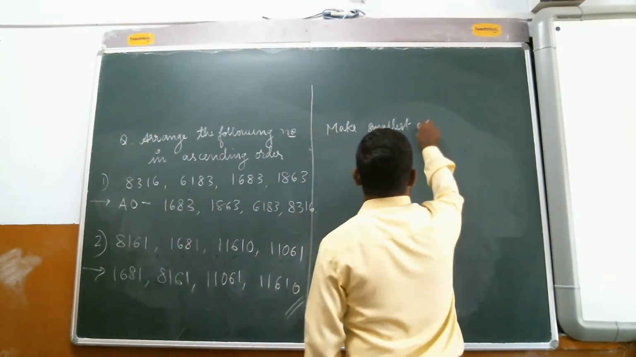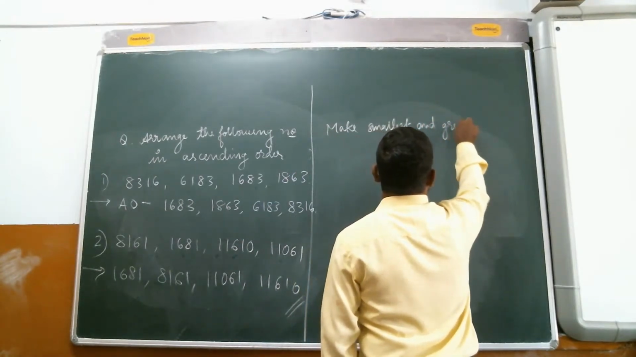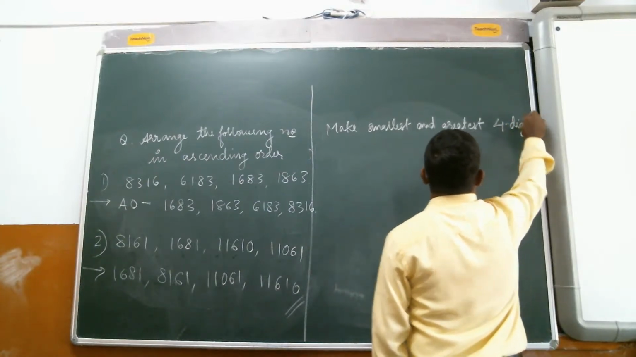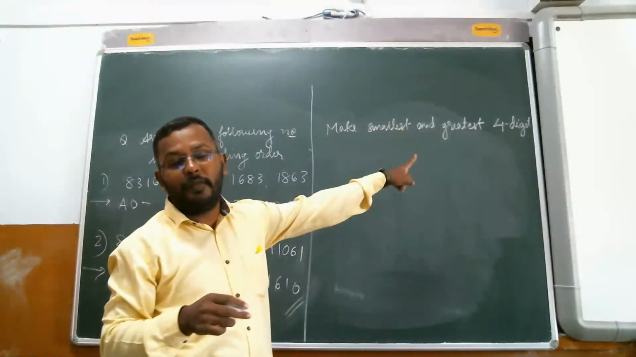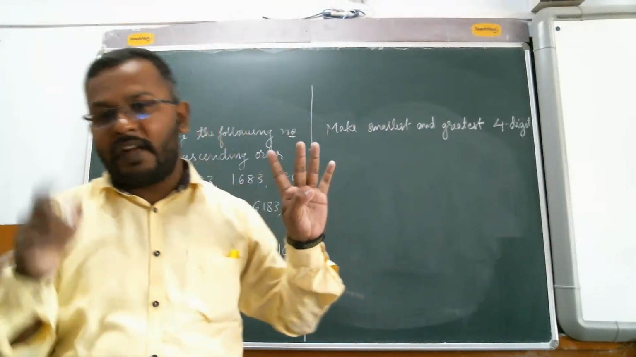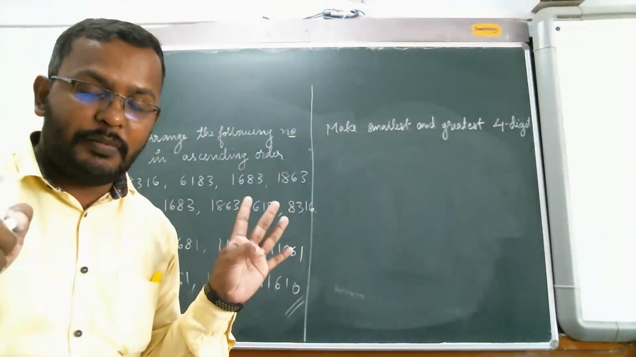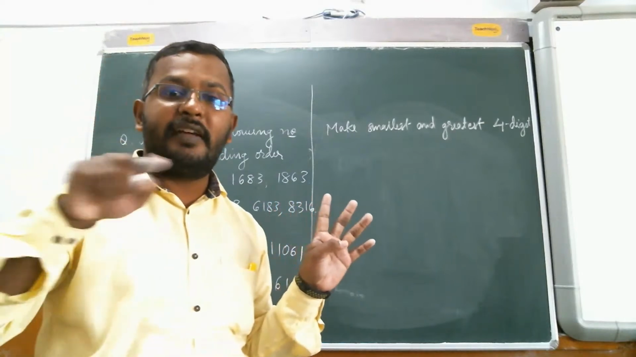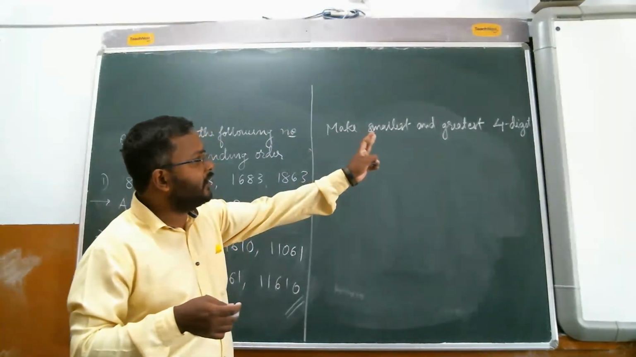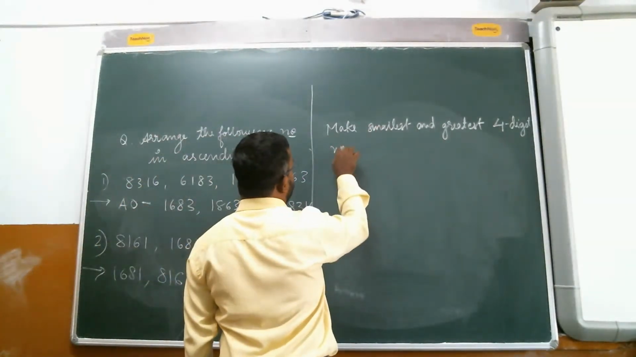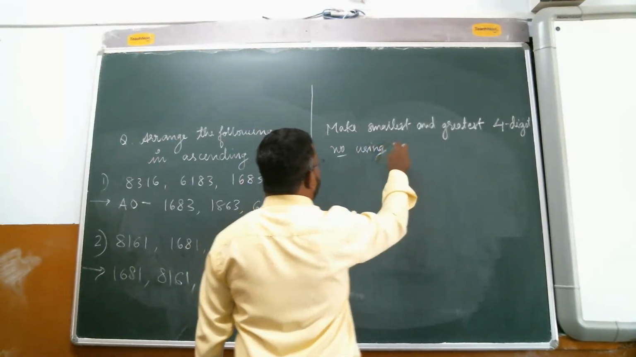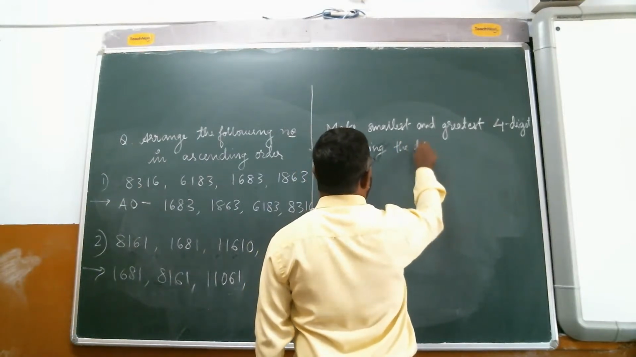Okay. So make smallest and greatest 4-digit. So look at the question here. They are asking to make the greatest and smallest 4-digit number. Some people, whenever zero is there, while making greatest number, while making smallest number, they will make mistake. Okay, there you have to be very careful. So make smallest and greatest 4-digit number using the given digits.